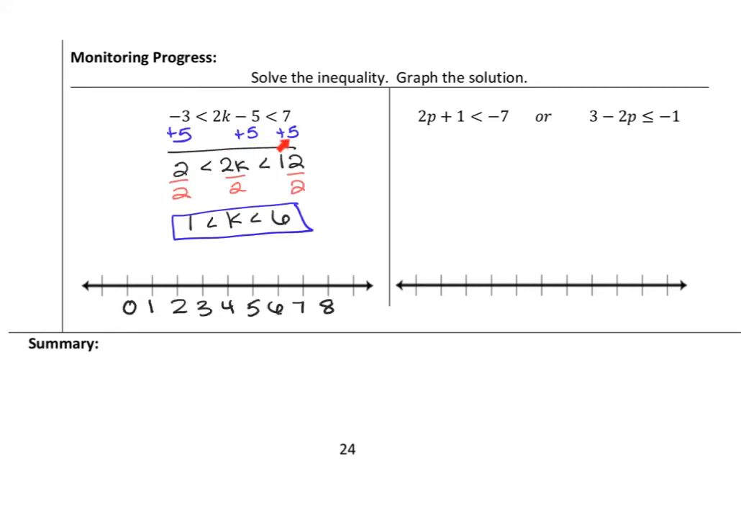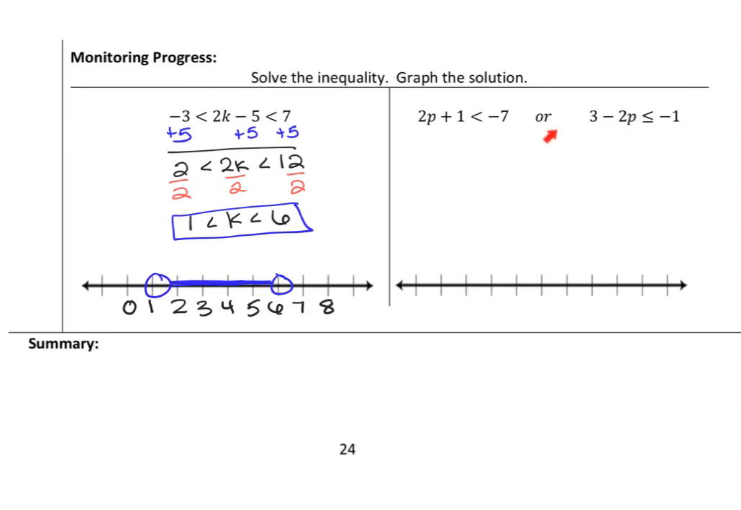Okay, so you should have added 5 to all sides. That would have left you with 2 is less than 2k, which is less than 12, or 2k is greater than 2 and less than 12. And then to get rid of the 2, we're going to divide it out on all sides of the inequality. So 2 divided by 2 is 1. These will divide out, leaving you with k, and then 12 divided by 2 is 6. So I have both open circles on 1 and 6, and it would be shaded in the middle.